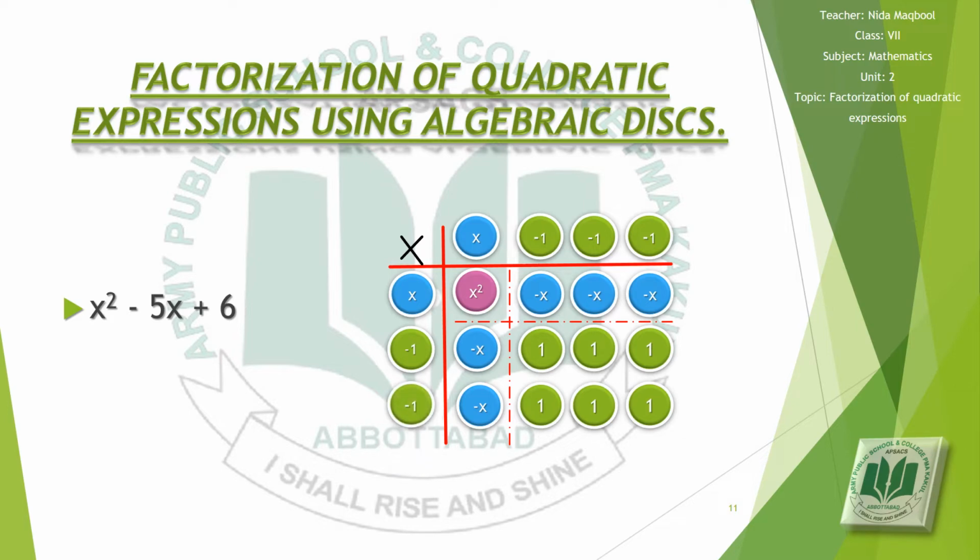So the quadratic expression has been decomposed into its linear expressions. Hence, the two linear factors of x squared minus 5x plus 6 are x minus 2 and x minus 3. Notice that in this case, the constant term 6 is factorized into 2 and 3, and the 5 disks are divided into two groups, minus 2x and minus 3x, to complete the rectangle.